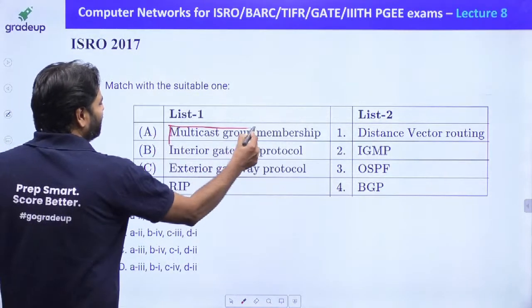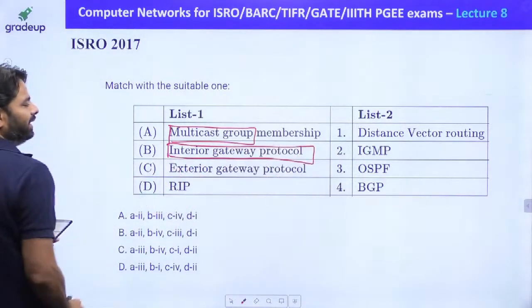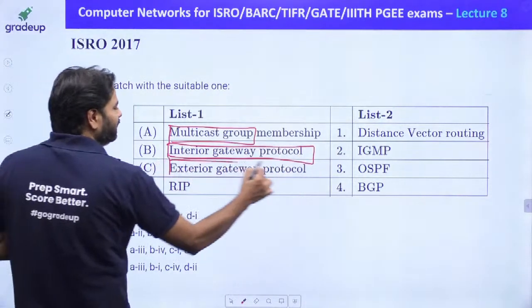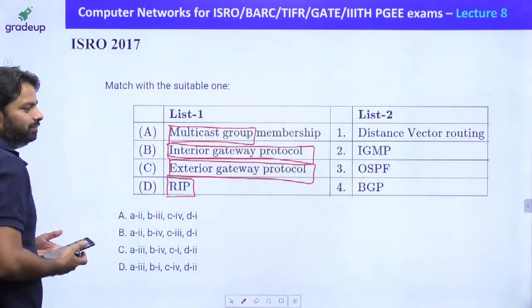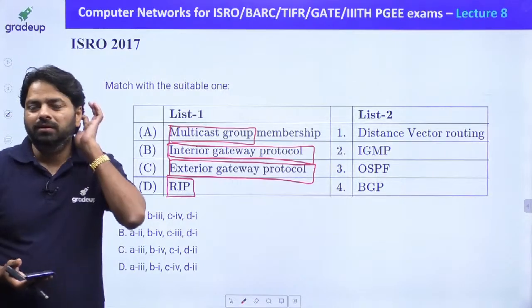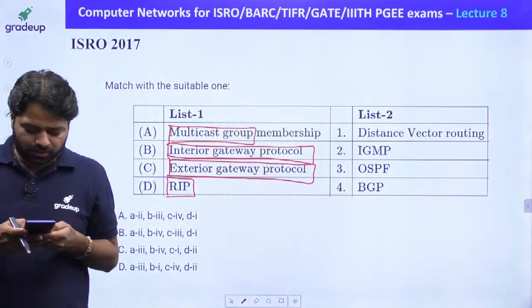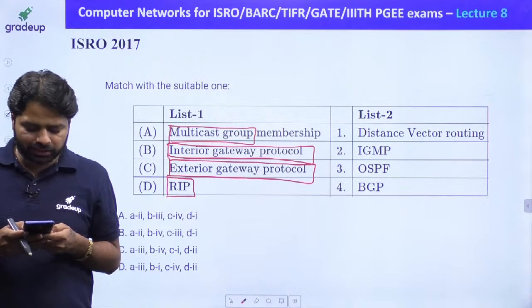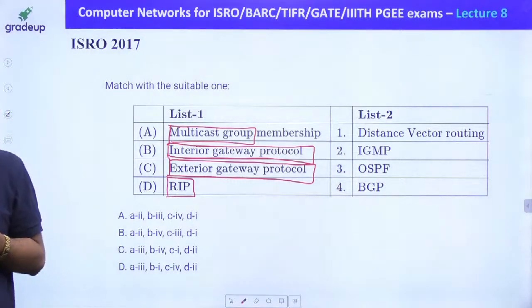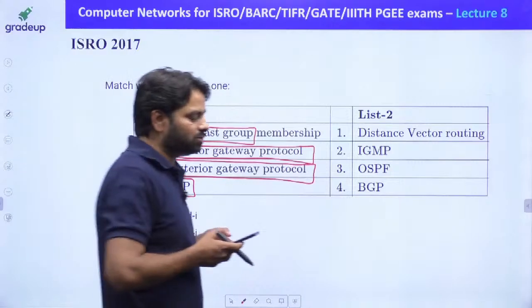Next, a multicast group and IGP interior gateway protocol, EGP exterior gateway protocol, and RIP. It's everything through the software, Bhartendu. We will provide the Wi-Fi Protected Access through the software.